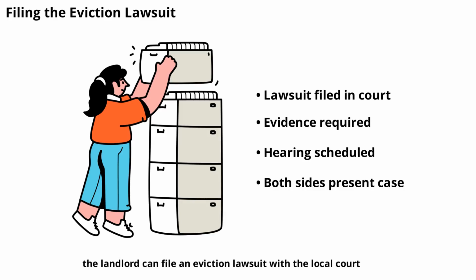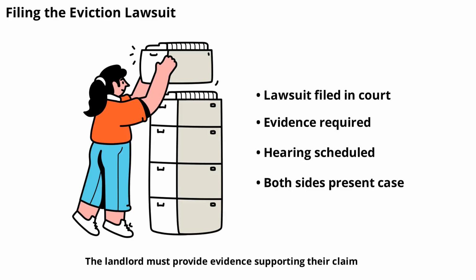If the tenant does not resolve the issue after receiving the notice, the landlord can file an eviction lawsuit with the local court. This is sometimes called an unlawful detainer action. The landlord must provide evidence supporting their claim, such as proof of unpaid rent or documentation of lease violations. The court will then schedule a hearing, giving both the landlord and tenant a chance to present their sides. This formal process ensures that the eviction is handled legally and fairly.